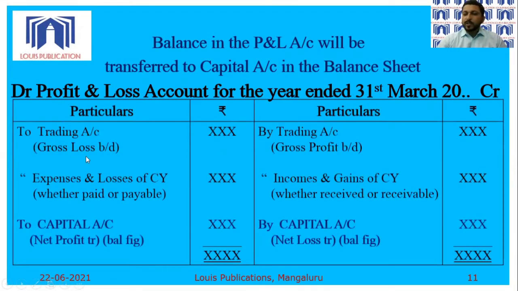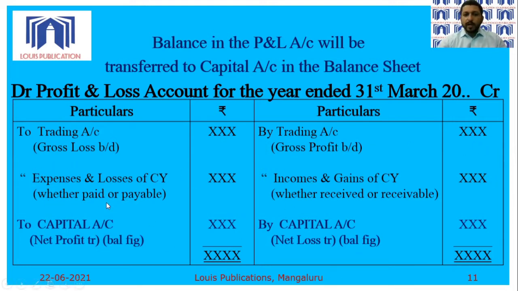Understand, we had a journal entry for gross loss. The entry was profit and loss account debited to trading account. Remember, this was found as gross loss carried down on the credit side of trading account. Similarly, you had an entry for gross profit, and the entry was trading account debited to profit and loss account, and profit and loss account is credited by trading account, gross profit brought down. This was found on the debit side of trading account, which is now credited to profit and loss account.